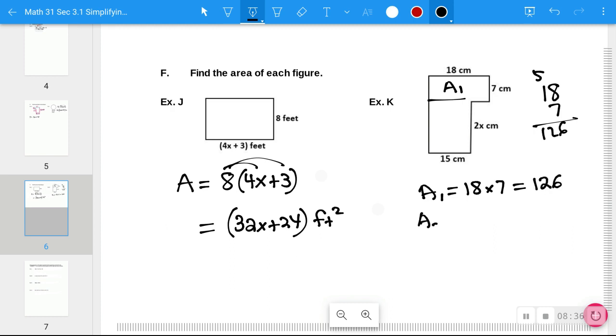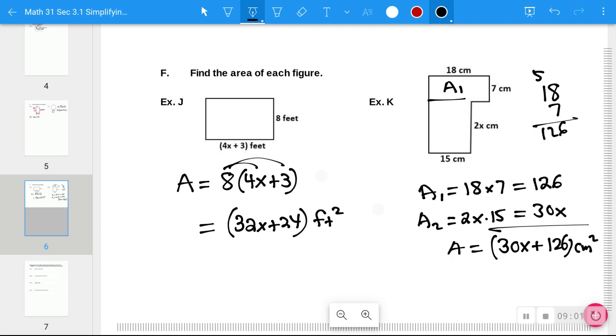Area number 2, the bottom half here, is 2x by 15. So that's 30x. So we combine those areas, 30x plus 126, and this will be in square centimeters. So that's the expression for the area of that shape.